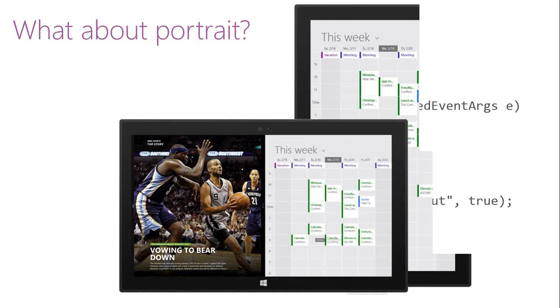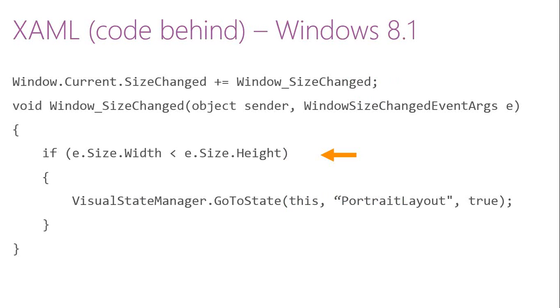So when it comes to portraits, how are you going to decide that the device is in the portrait form, and how are you going to react to that? You can use the width and height properties, the size width and the size height property, to define whether you want to give the portrait layout or not. If the width is less than the height, essentially that means the device is in the portrait form, and that's when you want to give the portrait layout.